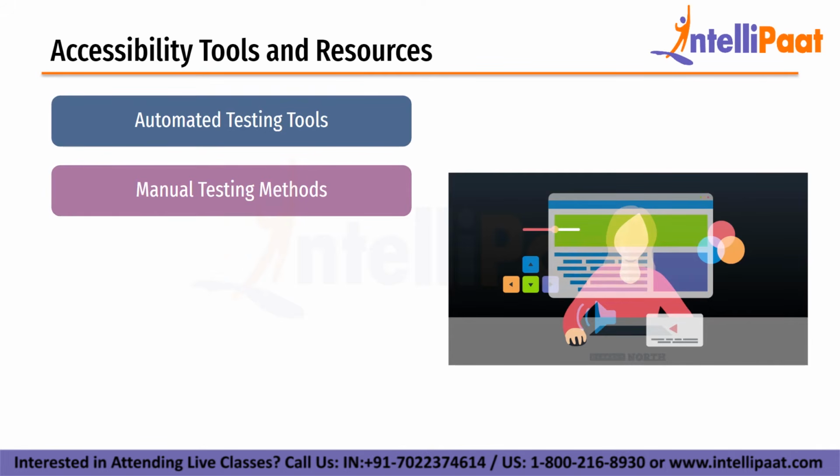Second is manual testing methods. These involve testing web content manually to identify accessibility issues that may not be caught by automated testing tools. Manual testing can involve using assistive technologies such as screen readers, keyboard-only navigation, and voice recognition software to simulate the experience of a user with disabilities. It can also involve conducting user testing with people with disabilities to get feedback on the accessibility of the content.